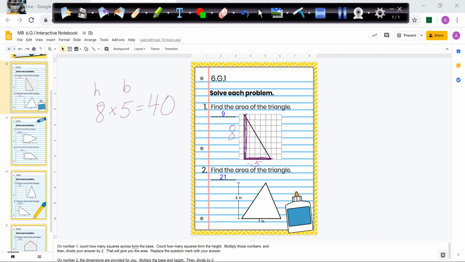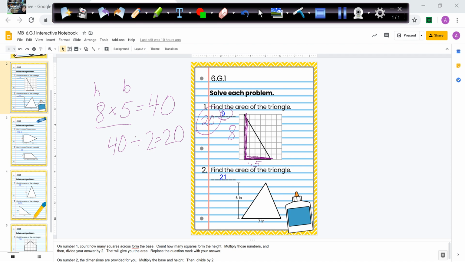And then it says after you multiply those numbers, you have to divide your answer by 2. So we're going to divide 40 by 2. 40 divided by 2 gives us 20. So our area here on number 1 is actually 20. I'm going to go over that one more time. We found our base 5 and then our height 8. 8 times 5 is 40. And then we divided 40 by 2, and that gave us 20.